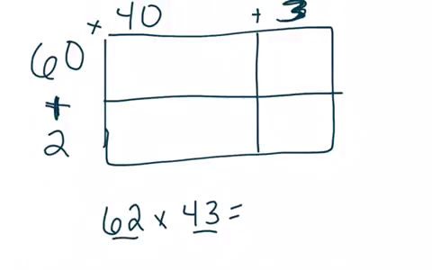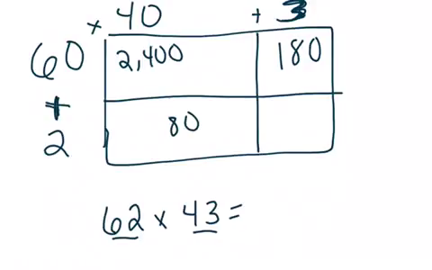So we're going to multiply the 60 by the 40, which gives us 2,400. And then we're going to take the 60 and multiply it by the 3, which is equal to 180. Our next step is we're going to multiply the 2 by the 40, which will give us 80. And we'll multiply the 2 by the 3, which gives us 6.